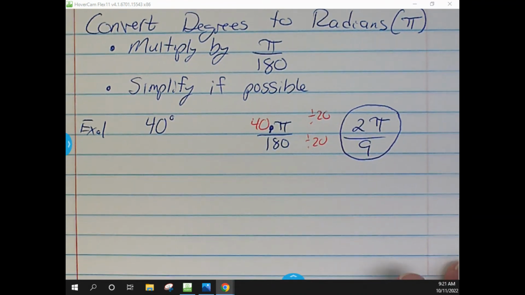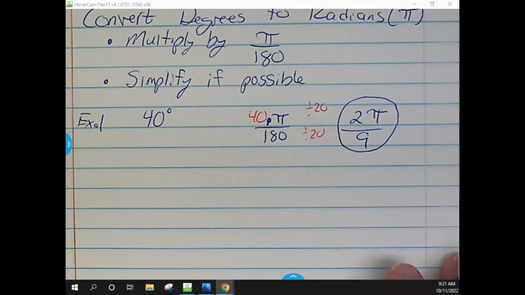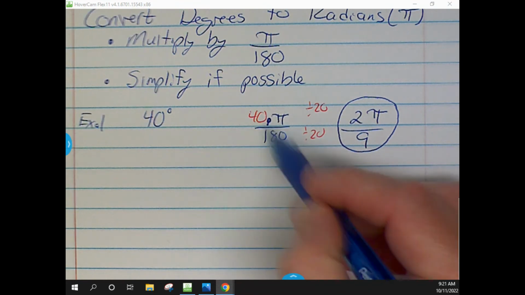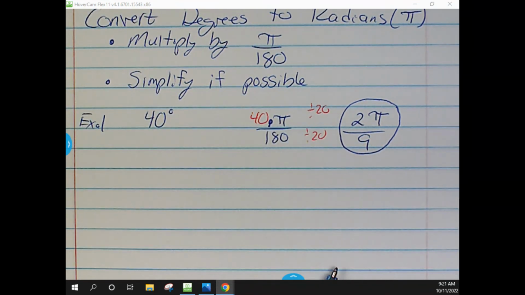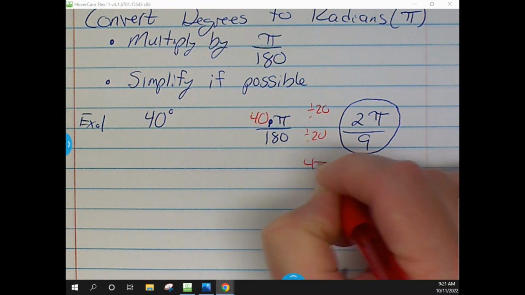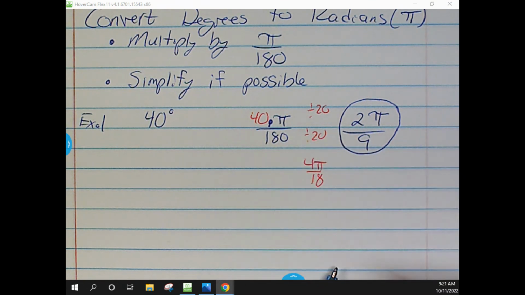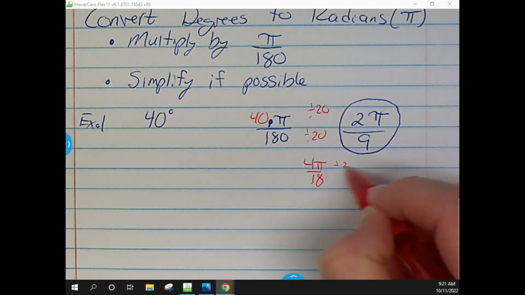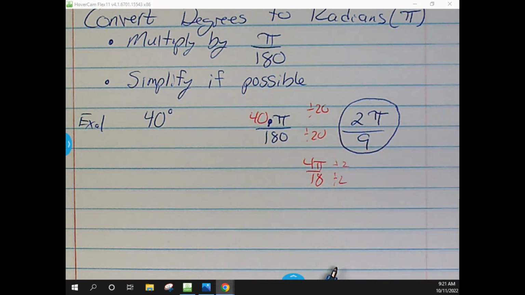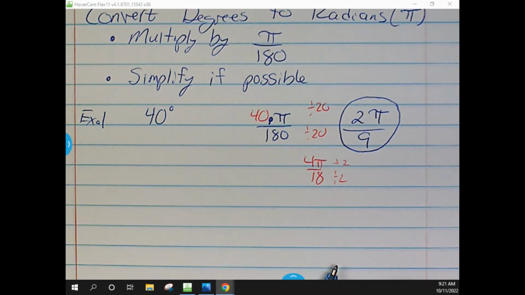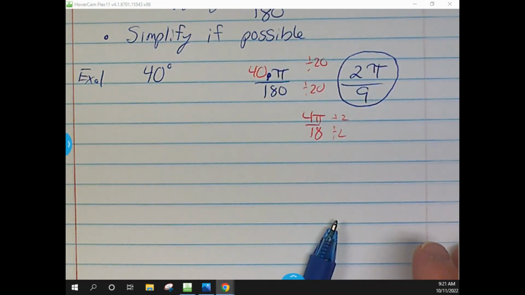And again, if you happen not to have seen that it was 20, hopefully, by it ending in a 0, you can go, oh, we can cancel out the zeros and make it 4 pi over 18. And then you go, oh, they're both even. I'm dividing both by 2. And that would get you to 2 pi over 9. So whether it takes you 1 step or 2 steps or 3 steps, it doesn't matter. As long as you get it simplified down to the correct lowest number, you're good to go.